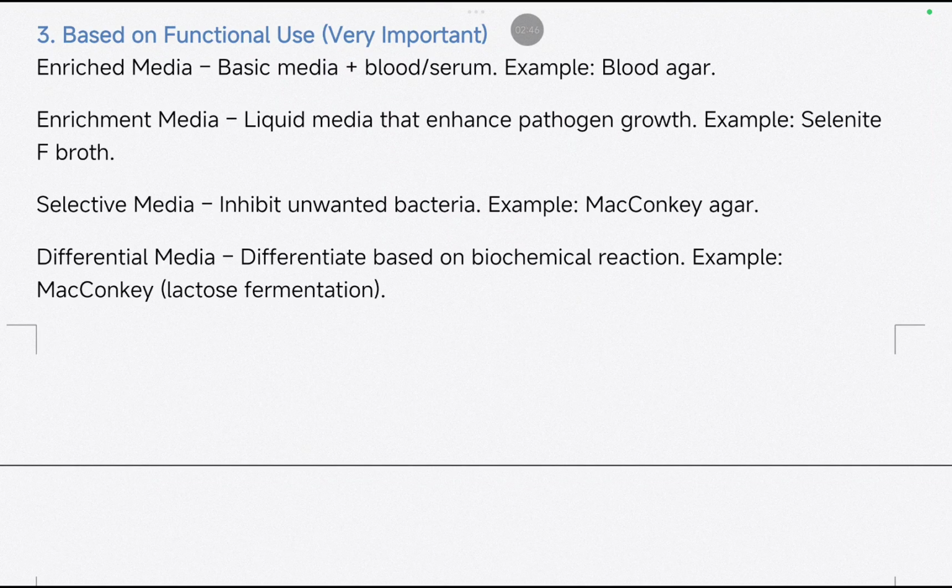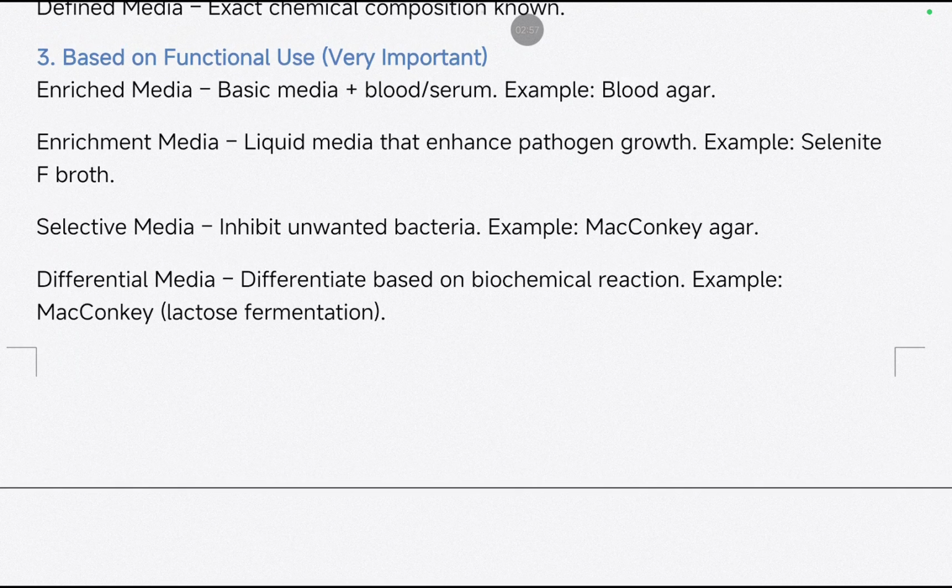Here we have four categories, such as enriched media, enrichment media, selective media, and differential media. So first we'll see what is enriched or enrichment. Students get confused. See, enriched media is basically a basic media plus blood or serum, such as blood agar. Here we take a simple media, add something extra to it, and this caters to a wide group of microorganisms. It is not selective.